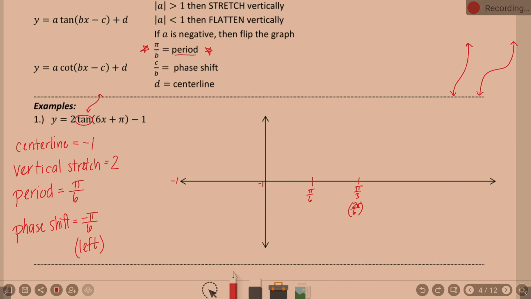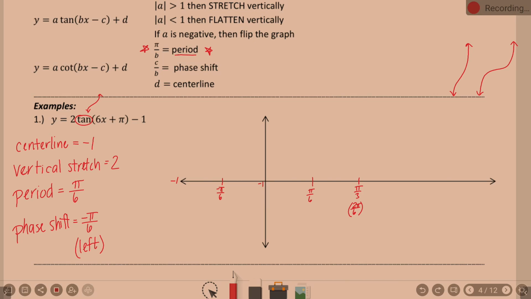Technically, that's 2 cycles, yes? That's 2 cycles worth. Now, keep in mind, what do we also have to do, though? We also are supposed to shift pi over 6 left. So what should I probably do on the left? We should go an equal distance of negative pi over 6 left. Okay? Try and keep them equal distance. Okay. We've essentially got 3 periods worth there.